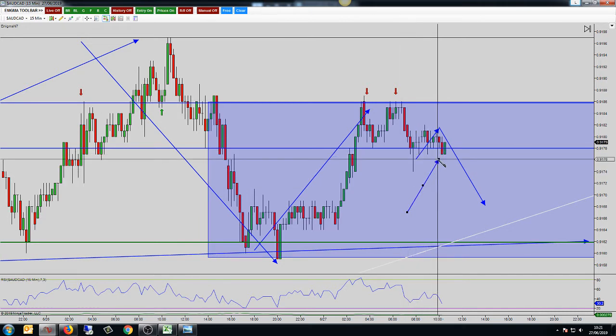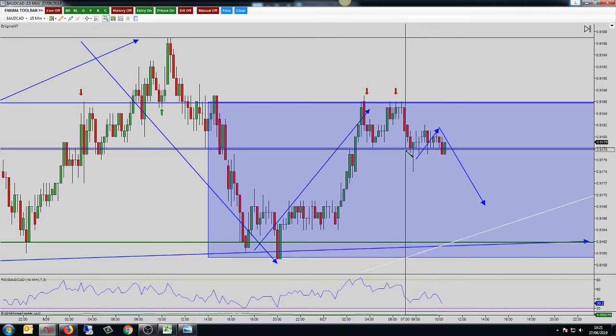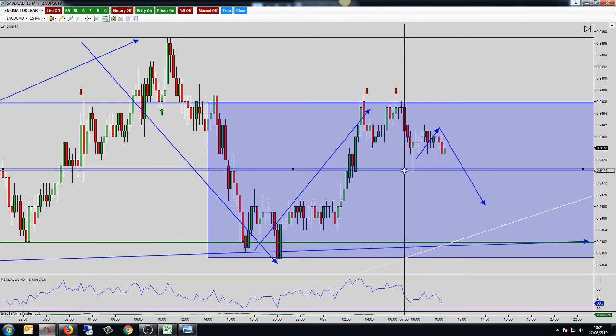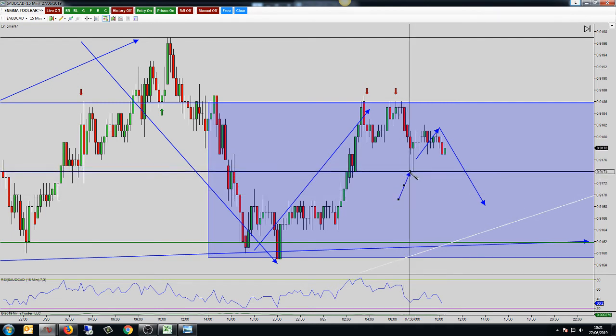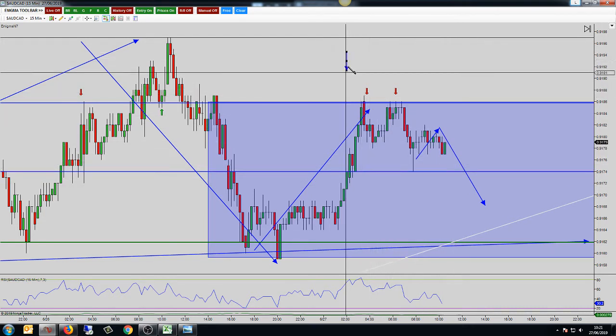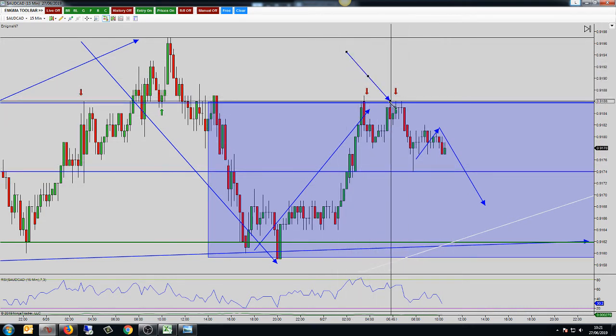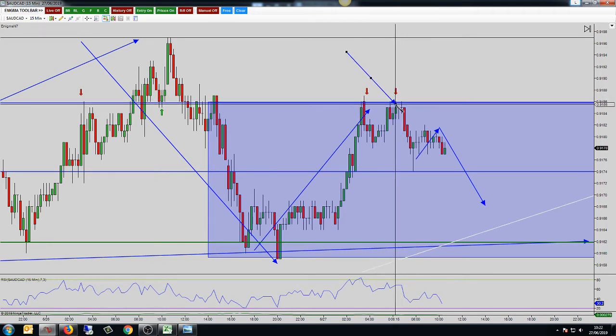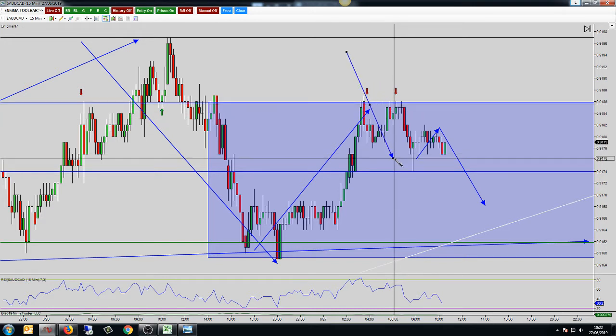But there is no confirmation. In fact, we do not get the confirmation until we come down and violate this level. So right now, this is nothing. This is what can sometimes happen, where the market tricks you into thinking this is a valid opportunity, but was it really good enough? Was the probability good enough? For me, it just wasn't.